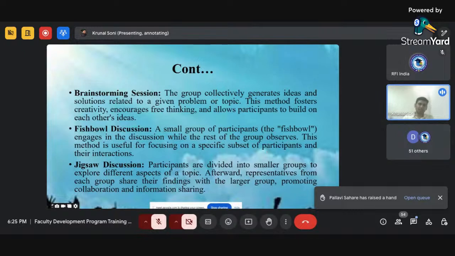Sometimes we also do this among teachers. We discuss the topic, and once the decision comes out in the presence of the head or HOD, we pass it on to the students, and we are promoting collaboration and information sharing, right? So this is what is happening.